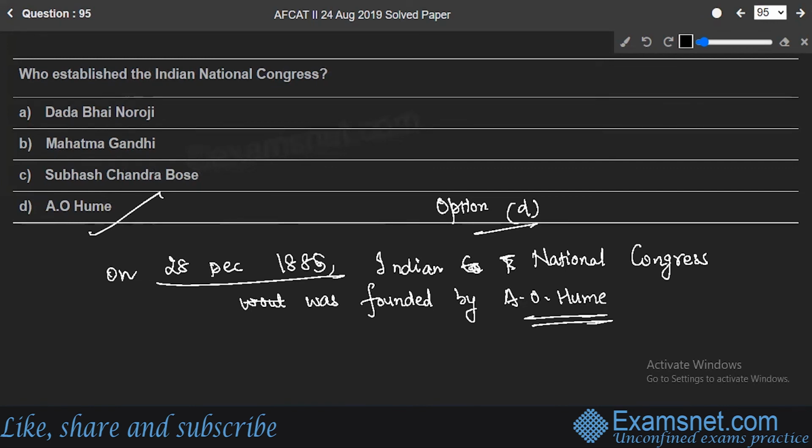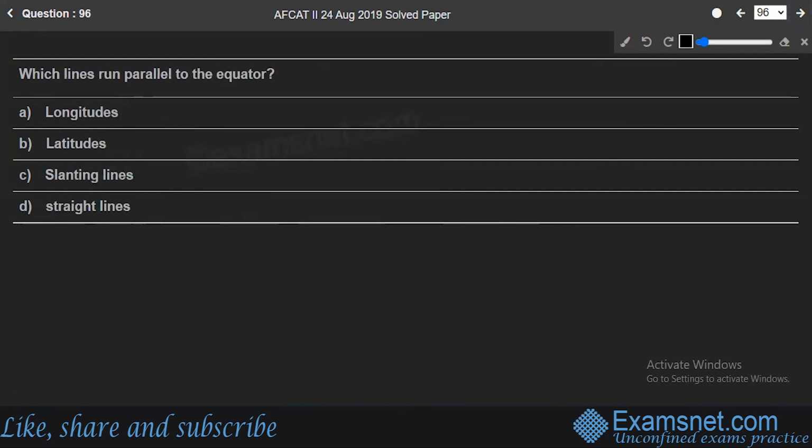Let's move next. Question number 96. Which lines run parallel to the equator? Let's draw Earth. This doesn't look like Earth. Let's draw Earth once again. Okay. So the equator is the line which passes through the center of the Earth, and these lines over here are lines of latitude.